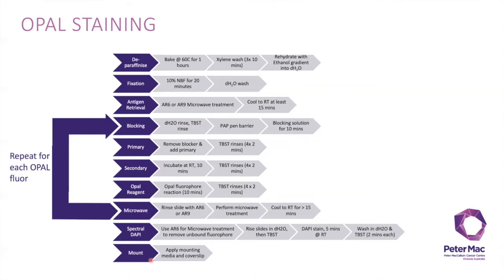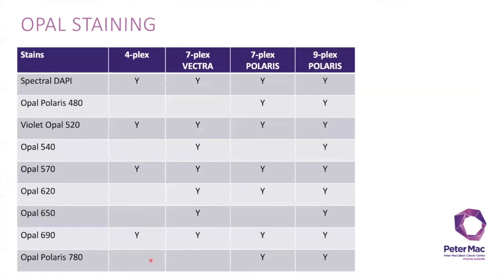And Rayhan will go through a number of these steps in her talk in a little bit more detail. In terms of the staining kits which are available, you can buy 4-plex, 7-plex Vectra, 7-plex Polaris, and 9-plex Polaris, and this changes the different fluorophore combinations that you have within your imaging protocol.